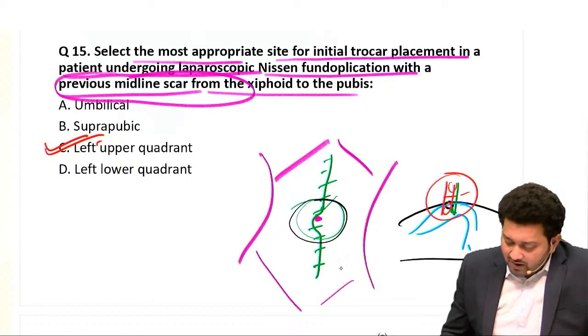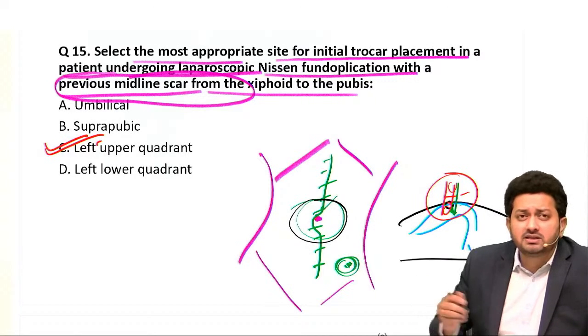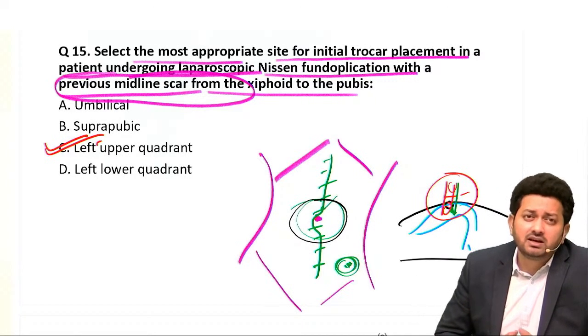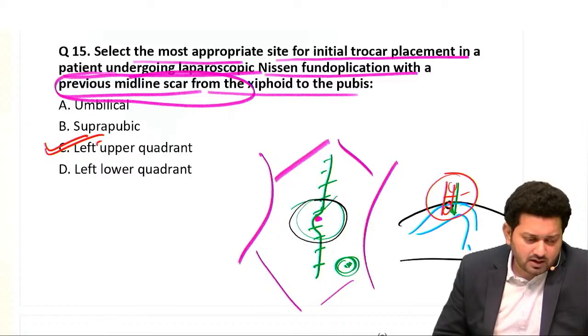Okay, left lower quadrant is this area. Okay, this is not that safe area. If you put the Veress or you put something else, you might cause injury to the iliac vessels, sigmoid colon, small intestine, so it can cause injury.